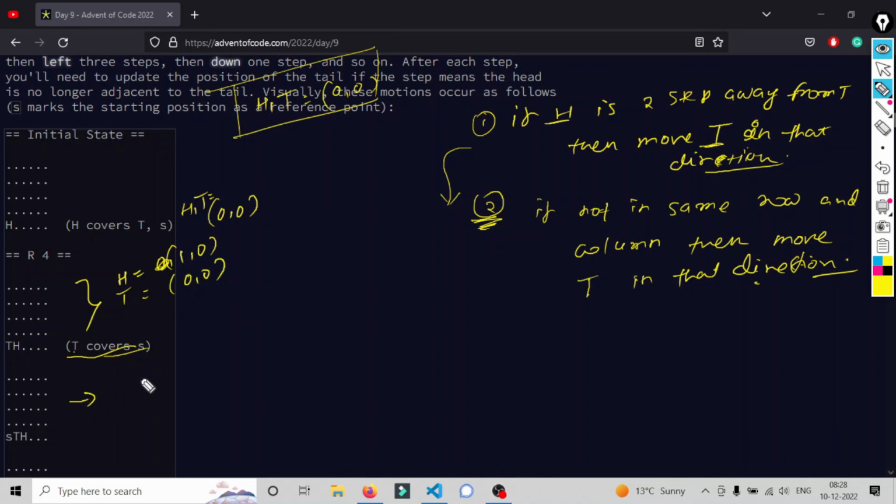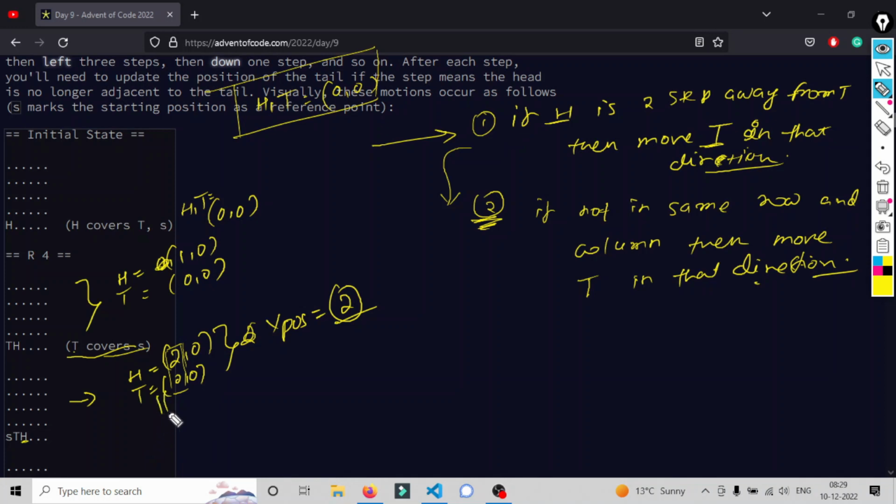If you see here, now head position is 2, 0, because head moved 2 steps, and the previous tail position was 0, 0. So if you calculate the column difference, the x position difference is 2 units, which is greater than 1, meaning head was 2 steps away. So what will it follow? It will follow this rule, and it will move 1 step closer to the head.